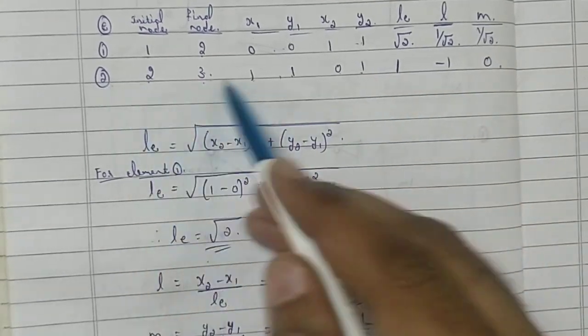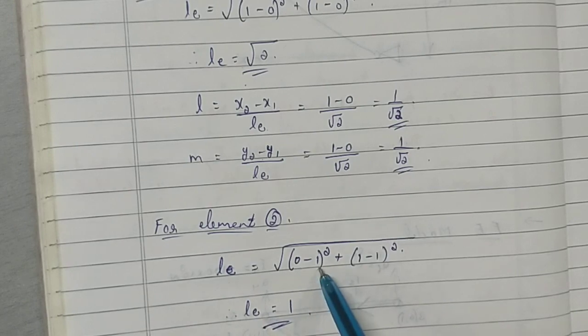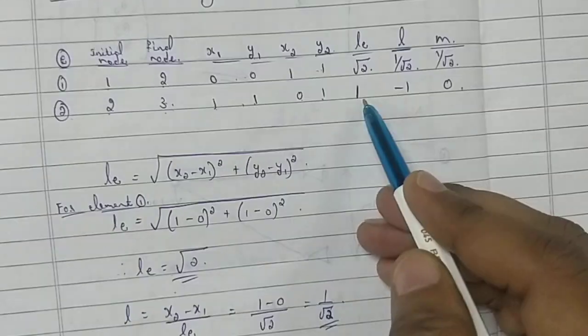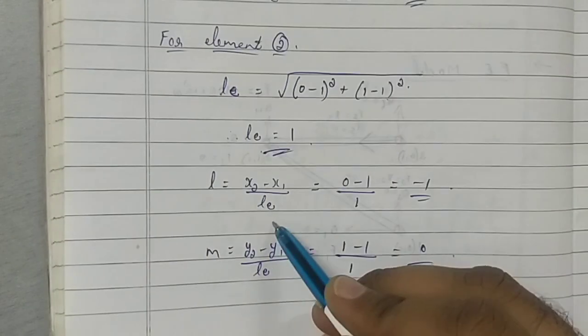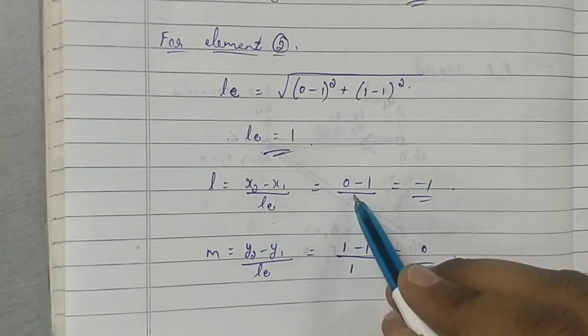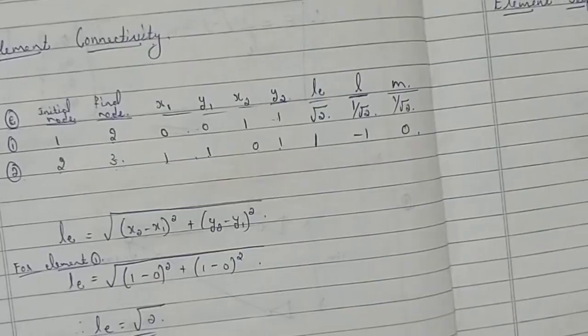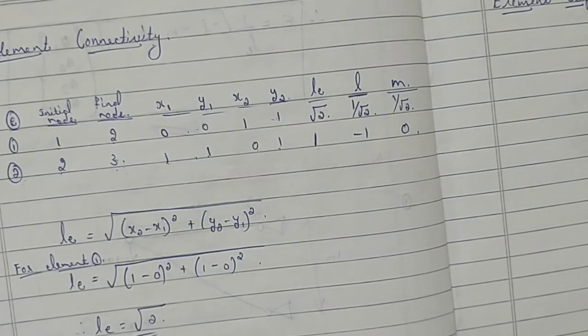Similarly, find out for the second element, LE, L and M. LE, what is the formula? Same. LE is equal to root of (x2 minus x1) whole square plus (y2 minus y1) whole square. LE, you've got it as 1. Similarly, find out L and M. L is equal to x2 minus x1 divided by LE. M is equal to y2 minus y1 divided by LE. So 0 minus 1 divided by 1, 1 minus 1 divided by 1. So you will get minus 1 and 0 as the answer. Okay. So just find out that.